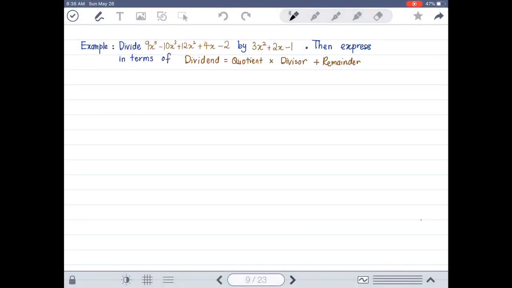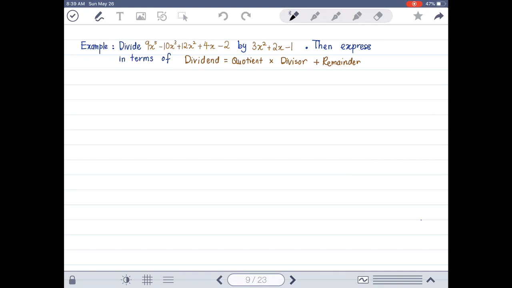Now let's have a look at one more example involving the divisor with 3 terms. The same process will be used, so let's have a look at what we need to do. Again, the first thing before we do the long division, we need to rearrange the terms from the highest power to the lowest power.